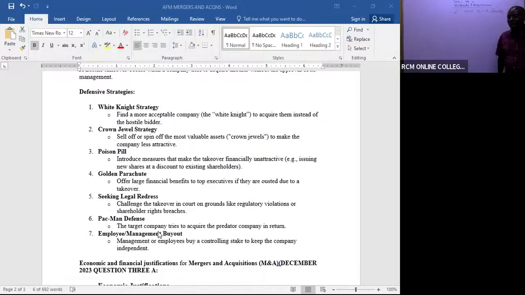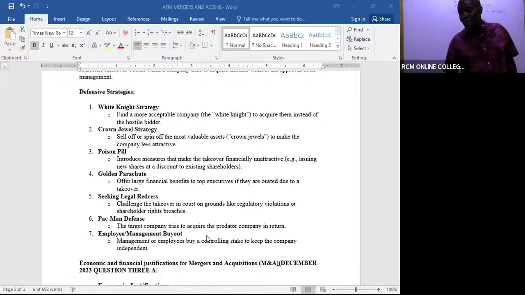So it's called employee management buyout. Management or employees buy a controlling stake to keep the company independent.